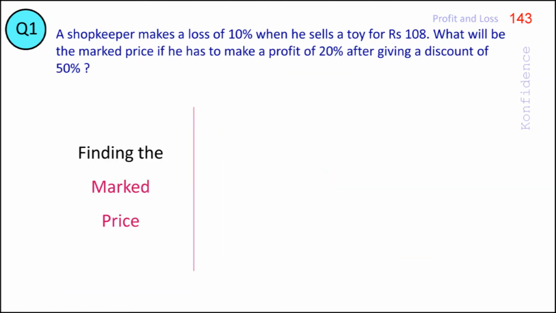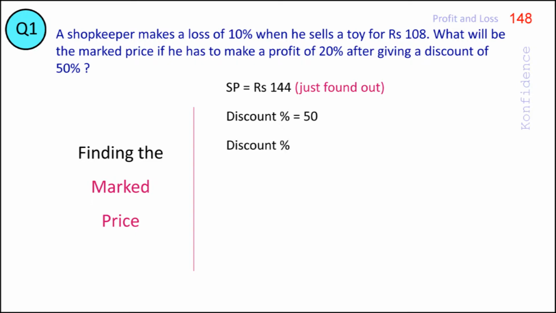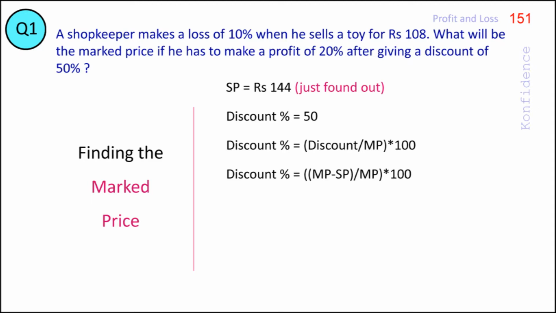Now we move on to finding out the marked price. That is the final requirement of this question. We have found out SP equals rupees 144. We know that discount percent is 50. We know discount percent equals discount divided by MP into 100. That is, discount percent equals MP minus SP whole divided by MP into 100.